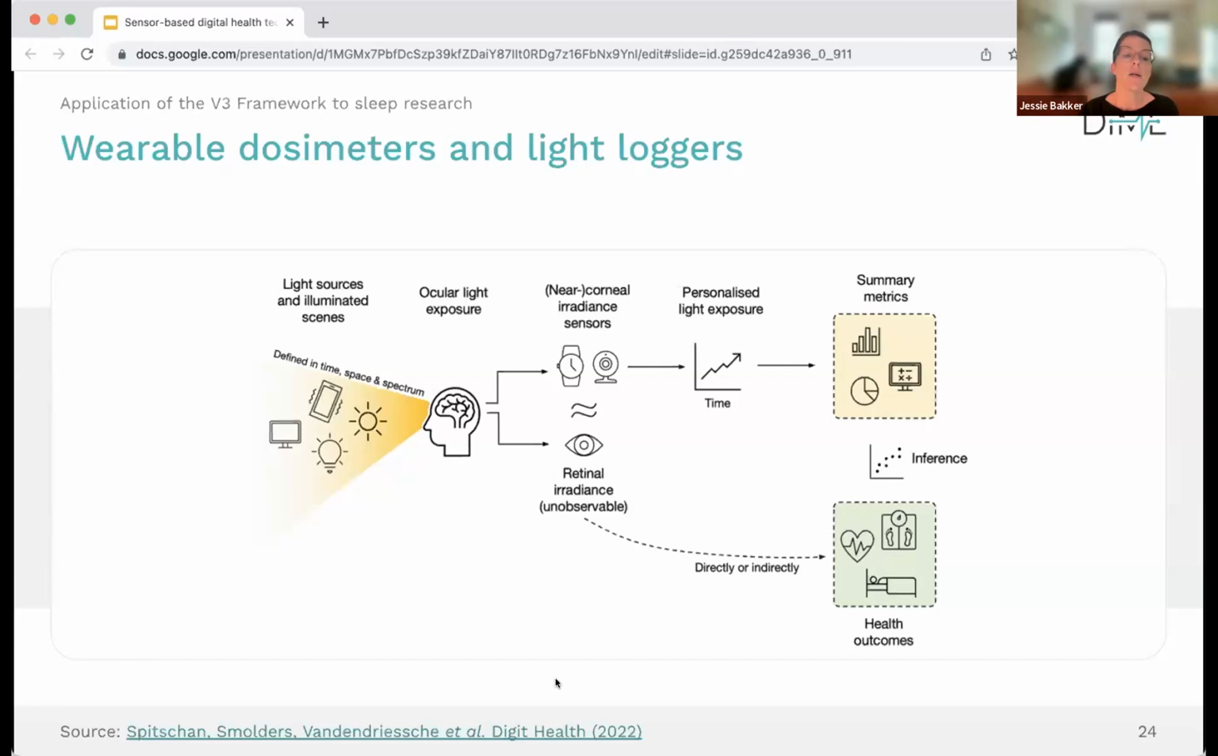So instead, we use light sensors, ideally placed somewhere near the cornea, which sample light exposure and are measured over time and combined into various summary metrics. They might be simple, such as the maximum light exposure within a given day, or they might be much more complex than that. And we then use those summary metrics to determine which have an impact on various chronobiological health outcomes. So let's think about the three components here.